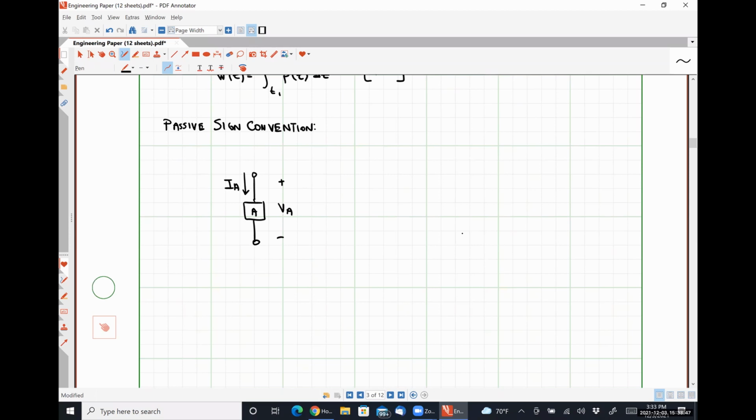This element is absorbing P is equal to IA times VA, and it is supplying P is equal to negative IA times VA. Seems trivial.